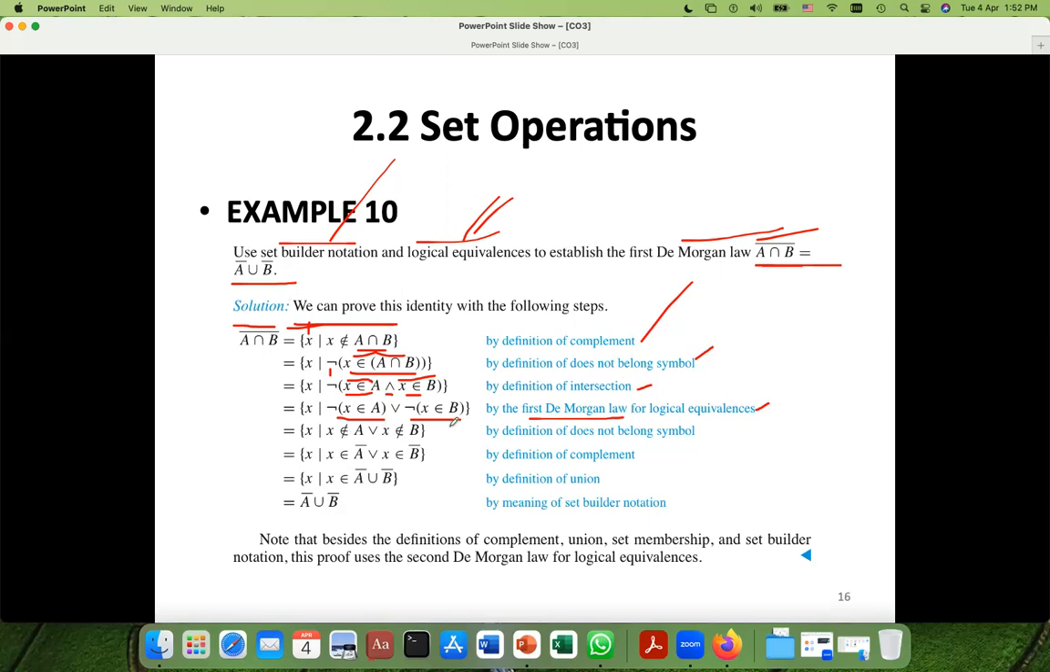And then, by definition of does not belong to symbol, we are converting this negation again into that symbol, not belongs to. So this is negation X belongs to A, and we have the negation. It means I can write it X not belongs to A. I can write it or not, because it is equal. And then negation X belongs to B, X not belongs to B, due to that negation. And then by definition of complement.